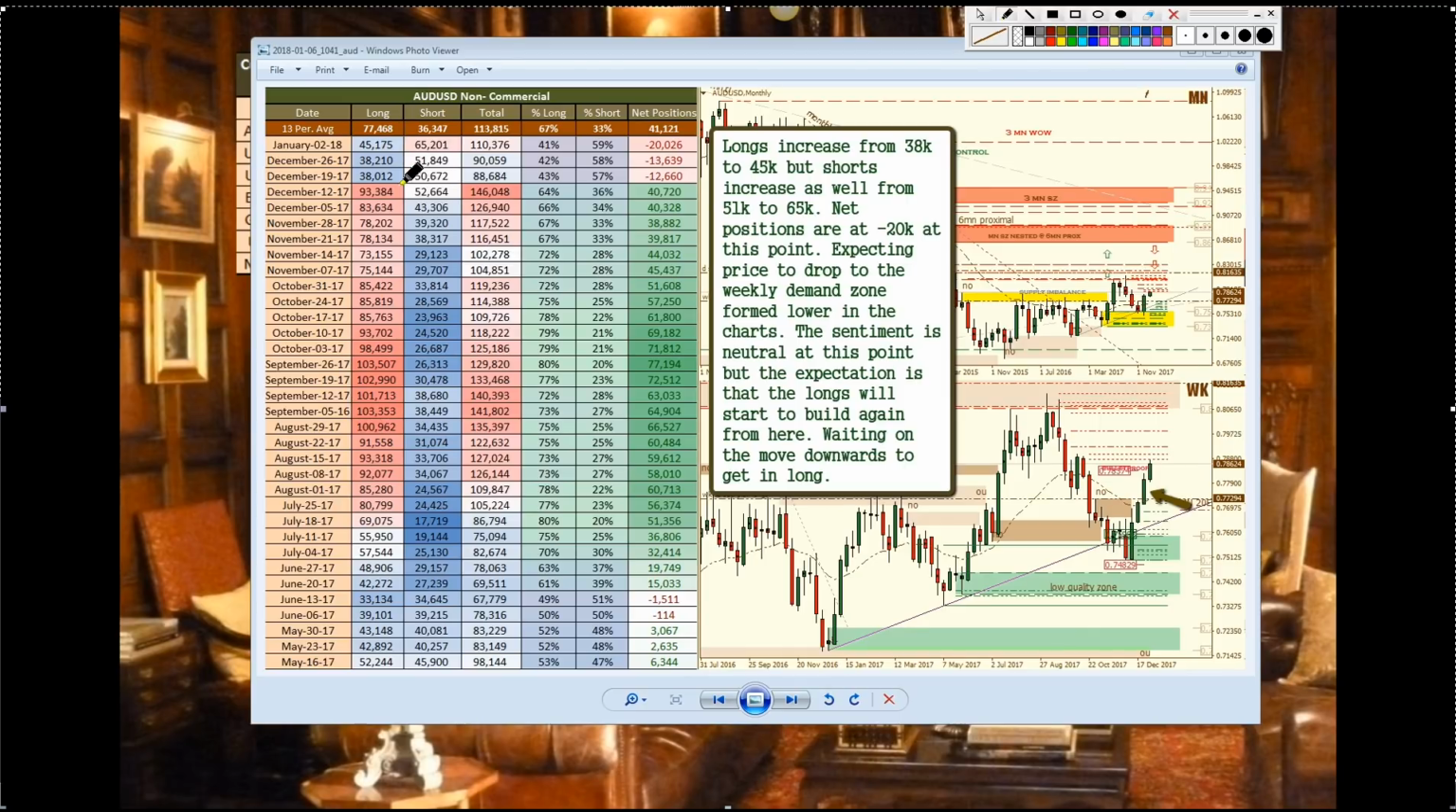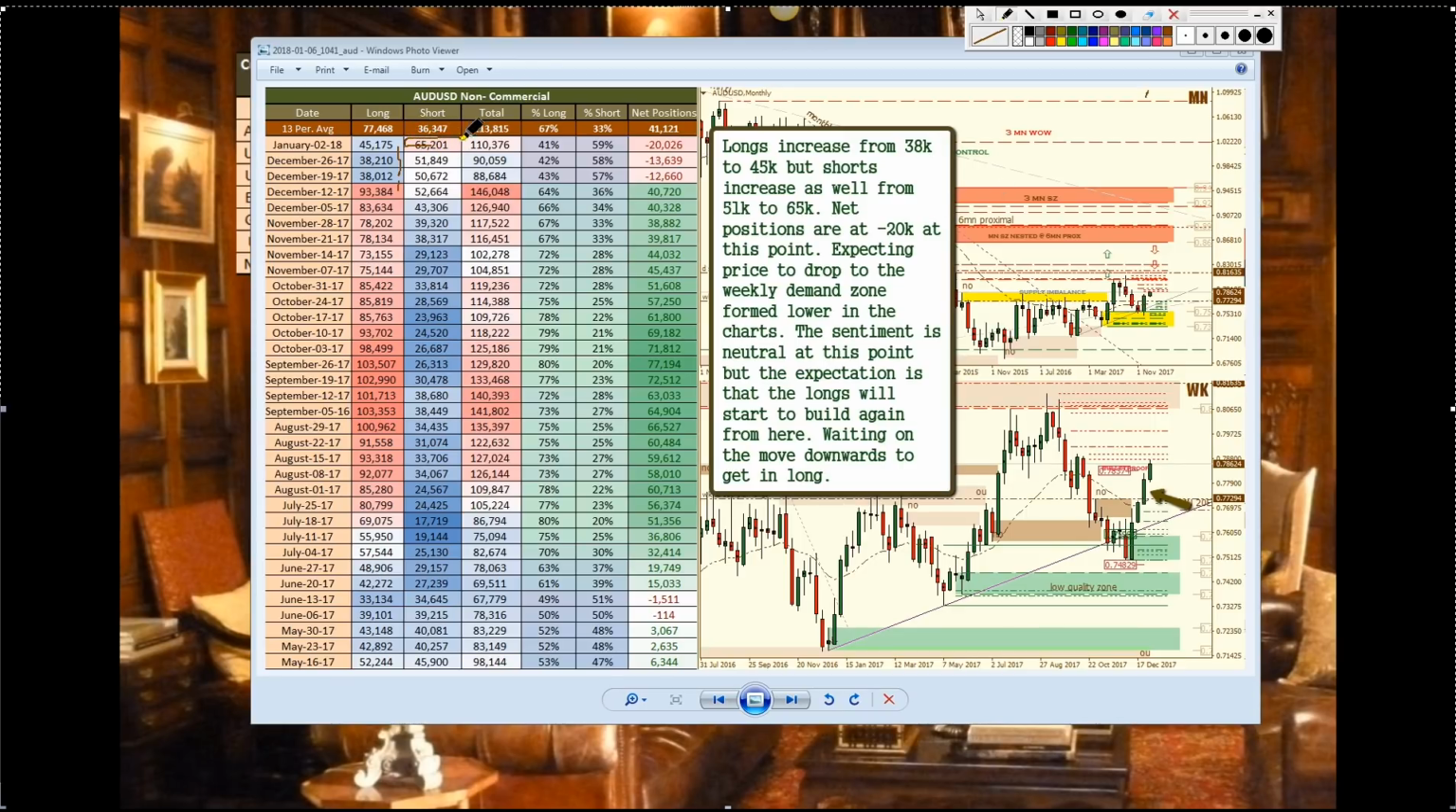Aussie, so we saw a huge drop in long exposure, right? They used to have 93,000 positions to the long side, and all of a sudden, boom, we were at 38,000 positions to the long side. And then it's been growing, 38, 38, 45.